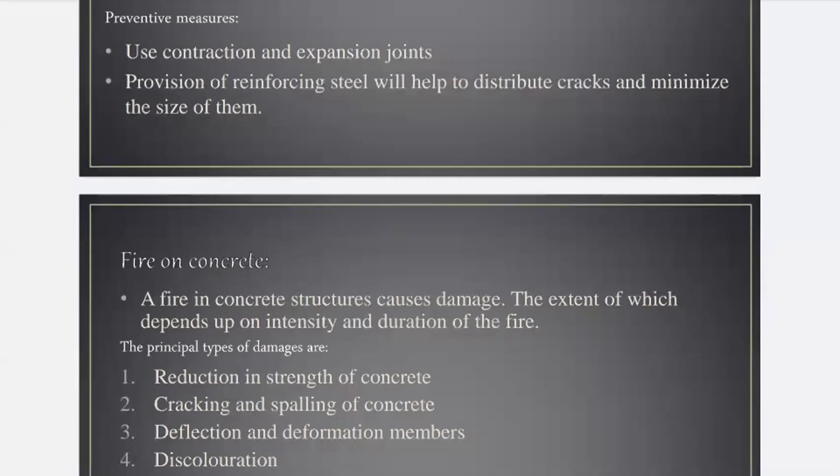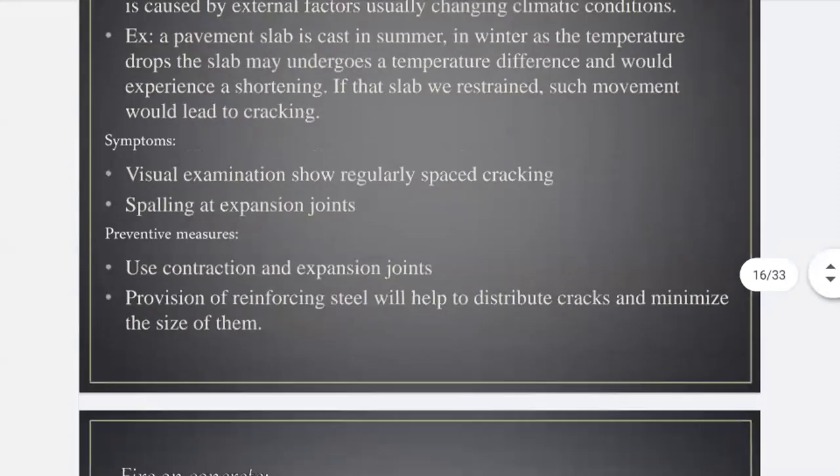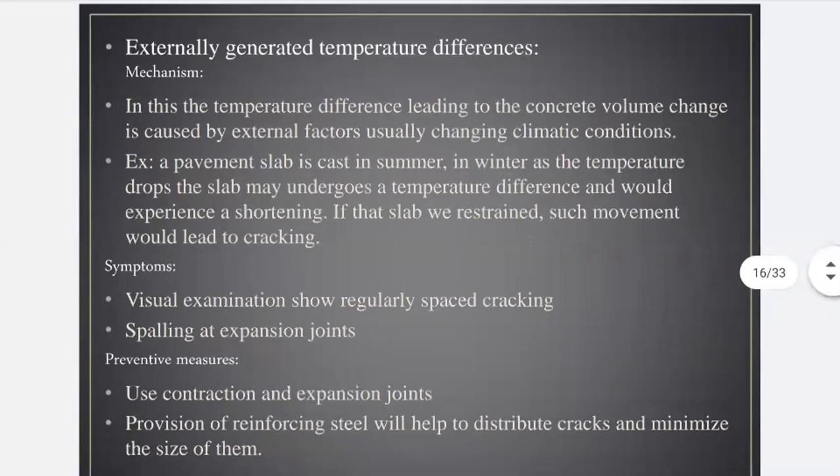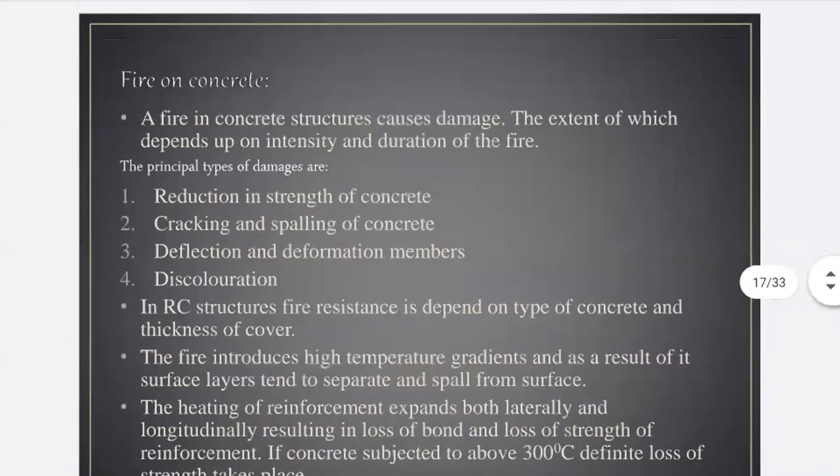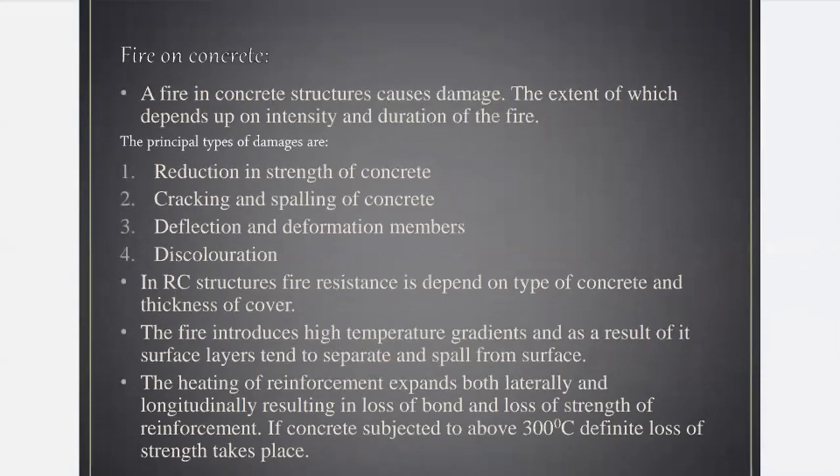There are two effects generally known in case of design of any kind of pavement or any kind of slab. Okay, so provision of reinforcement steel will help to distribute cracks and minimize the size of them. Okay, you can use RC steel. So these are the effects generally due to external temperature, which is nothing but cracking. Generally, the external temperature effect only leads to movement and settlement of your concrete, which directly leads to big cracks, which can be seen by your naked eyes.